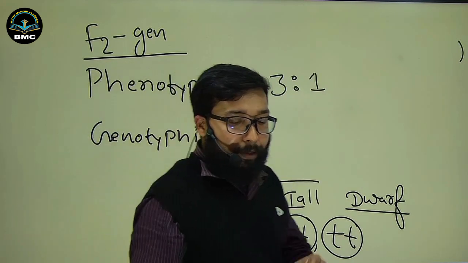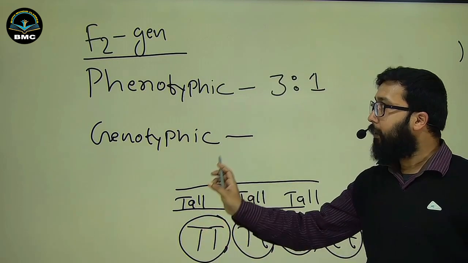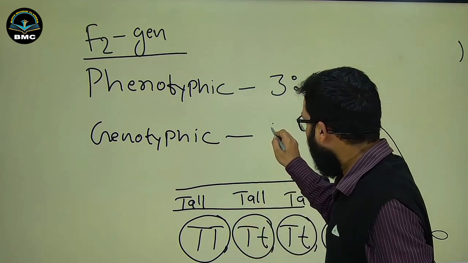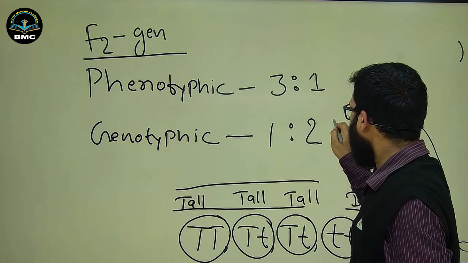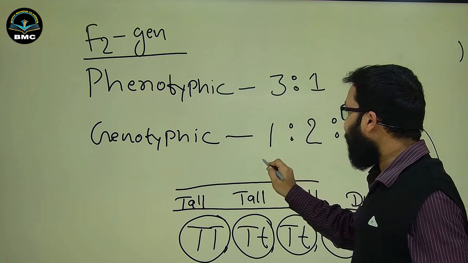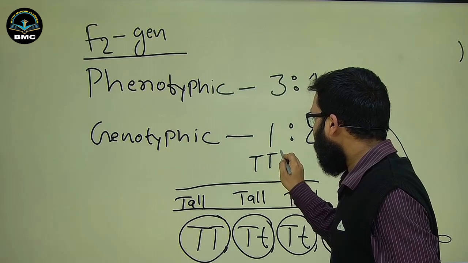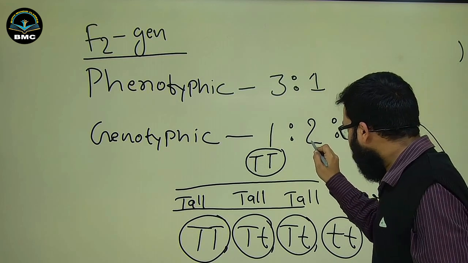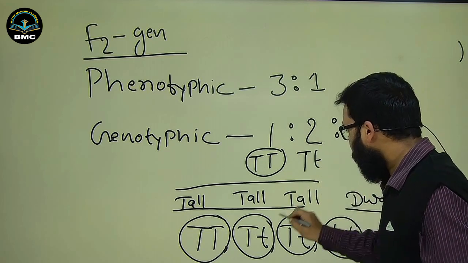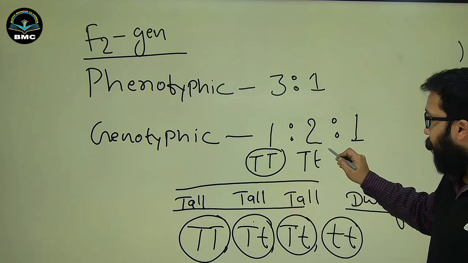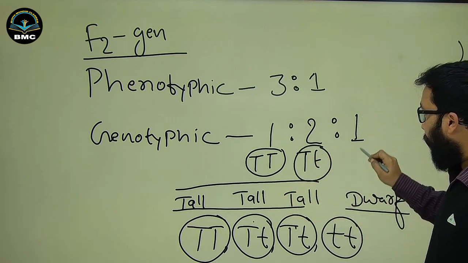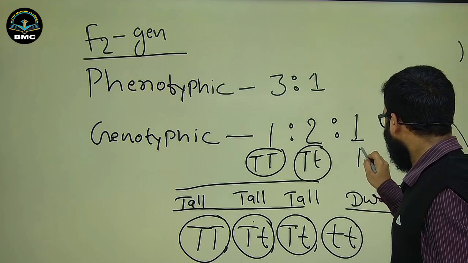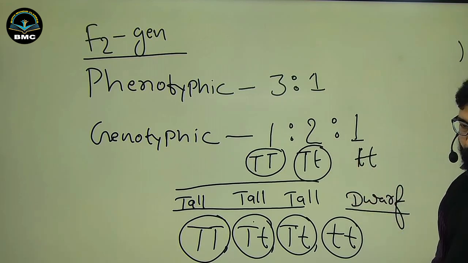Now, genotypic ratio. What is the gene makeup for the offspring found in the F2 generation? The gene makeup for the F2 generation is 1:2:1. It means one is capital T, capital T, the pure homozygous tall, two is heterozygous tall. We have found two tall offspring, so this is the heterozygous tall, and this one is the homozygous dwarf. Okay, homozygous dwarf we have to know.